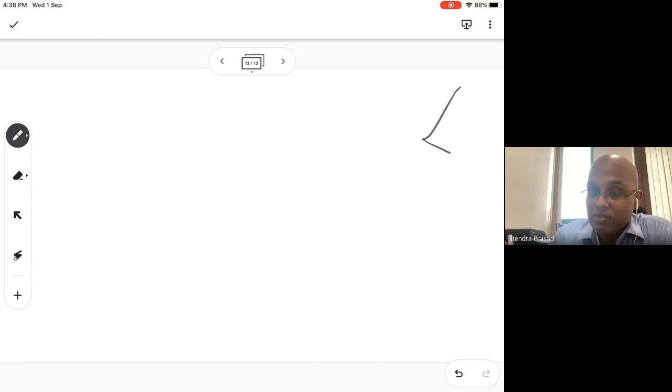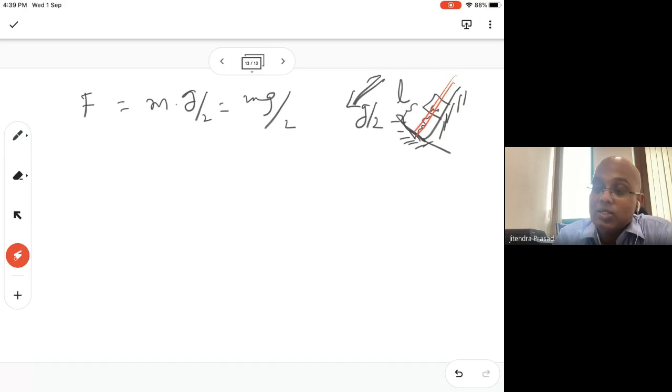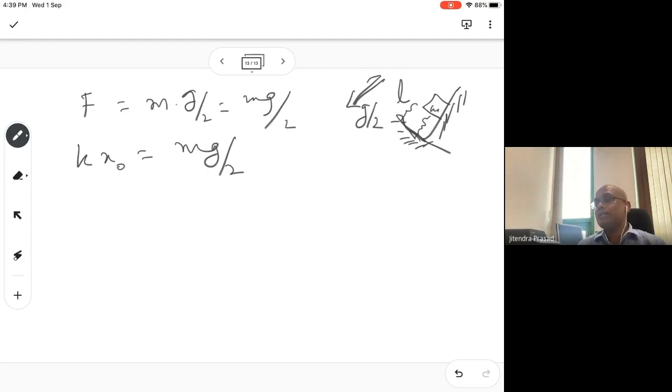So let us say here we have mass here, and then we have the spring here, like this one. So it goes like this. And this is the original length, let us say L. And we have acceleration due to gravity in this direction with g by 2. Hence the force F will be equal to m times g over 2, or mg over 2, the force in this direction. So displacement, or x naught, let us say, so k times x naught will be equal to mg over 2 simply. So x naught will be the displacement.